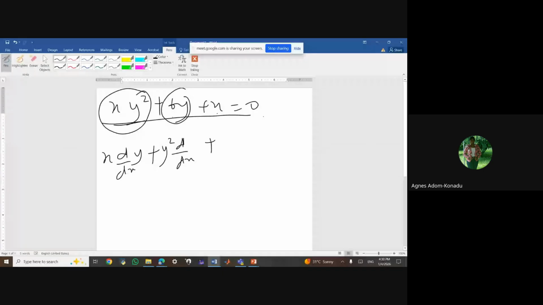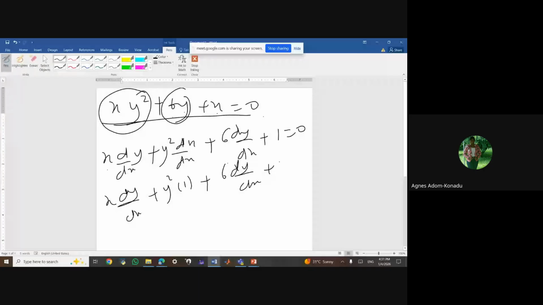Then I'll come here, differential of this is I have x6, and differential of this is dy over dx. Then I'll differentiate this, so plus differential of x will give me 1. So I'm differentiating everything with respect to x. So this is x, d dx of y is written as dy over dx plus y squared. Then I have y squared, d dx of x is giving me 1. So this is 1 plus this is 6 dy over dx, then plus 1 is equal to 0.